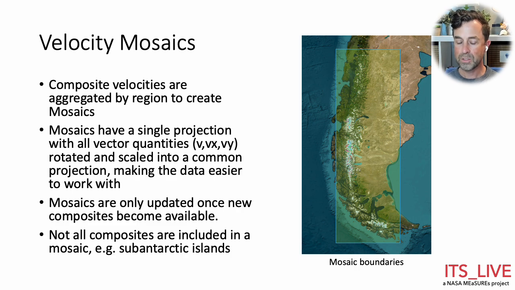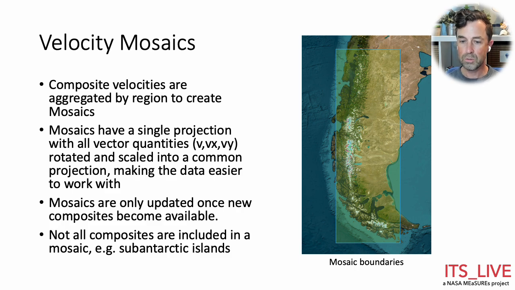So we have all of these composites around the world. They're all in their local projections. So at the poles, they're in a polar stereographic projection. In the lower latitudes, they're in a UTM zone. So if you want to look at a whole region, this can be a little bit cumbersome to work with because we're working with a vector quantity. So these values are actually pointing in a direction. And so when you open up a composite, the X is in the local X direction and the Y is in the local Y direction. And so when you go between two different projections, the meaning of X and the meaning of Y change.